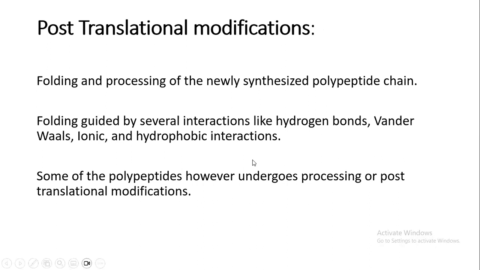Post-translational modification majorly involves folding and processing of the newly synthesized polypeptide chain. The folding reaction is guided by several interactions such as hydrogen bonds, van der Waals interactions, ionic and hydrophobic interactions. Many polypeptide chains also undergo additional processing apart from folding, which is known as post-translational modification. We will be looking at a few examples of different types of modifications in the following slides.